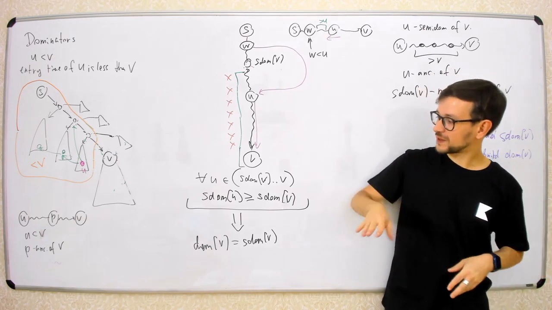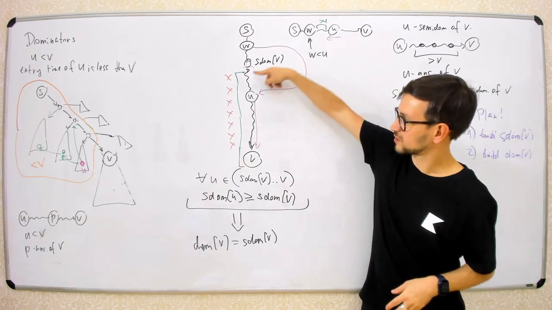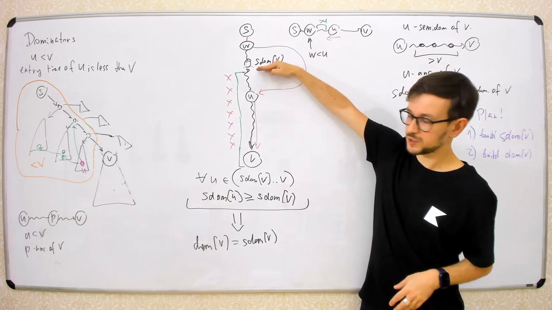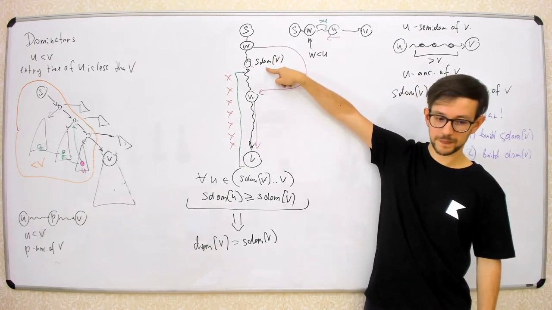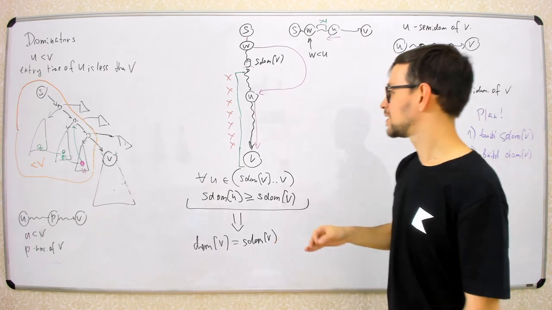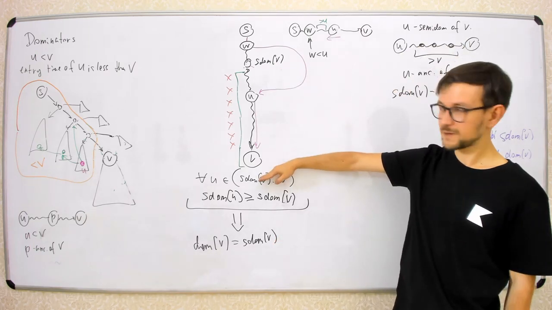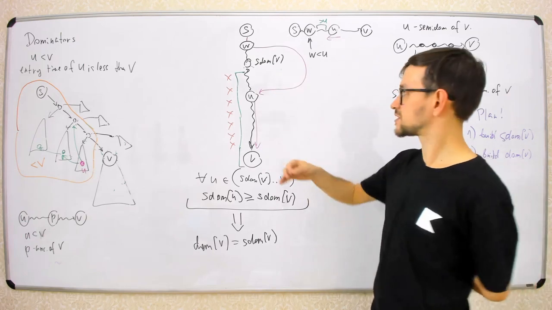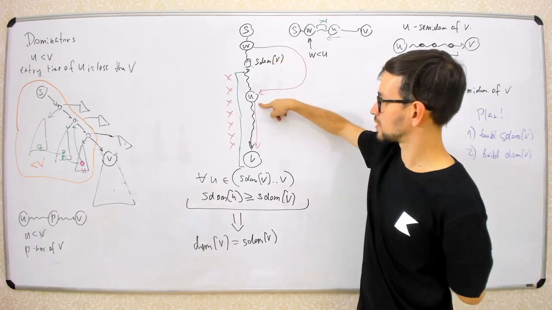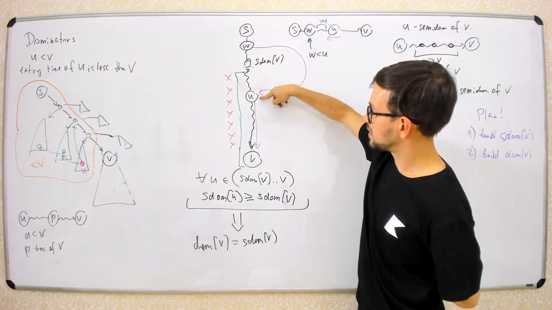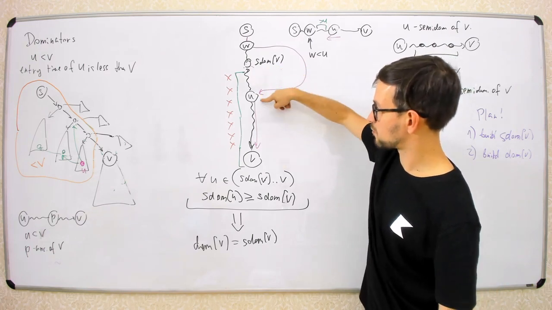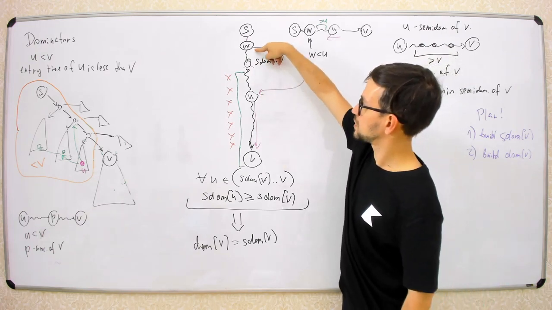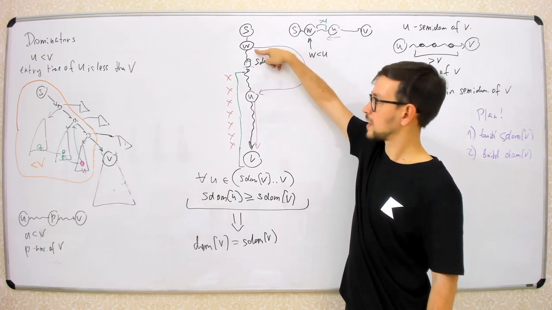Again, I want to prove that if all the nodes in this region have a semi-dominator below this point, then this is a dominator. Why is it true? Because all these nodes are not dominators, and this one is the dominator of V. Why is it a dominator? If we have some path which avoids this point, like here, then it must enter this region at some point u, and the closest node here, which is less than u, must be its parent.